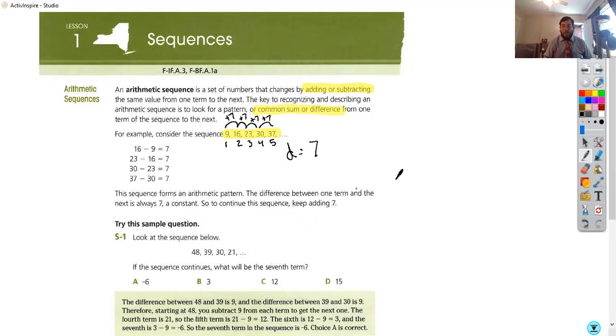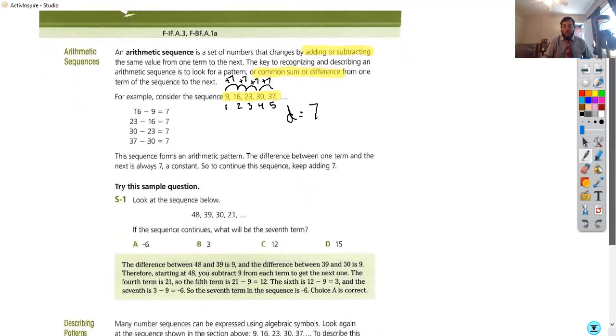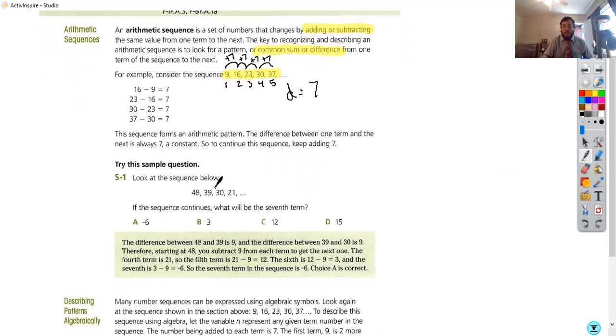So if we take a look at this sample question down here, it says, if the sequence continues, what will be the seventh term? So here, when we're looking at this sequence, I'm going to write it over here, we have 48, 39, 30, and 21. First thing we notice is that when we go from 48 to 39, our numbers are getting smaller. So if they're getting smaller, that means that our common difference is going to be negative, right? Because we're actually subtracting or adding a negative number to get from our first term to our second term, and so on and so on.